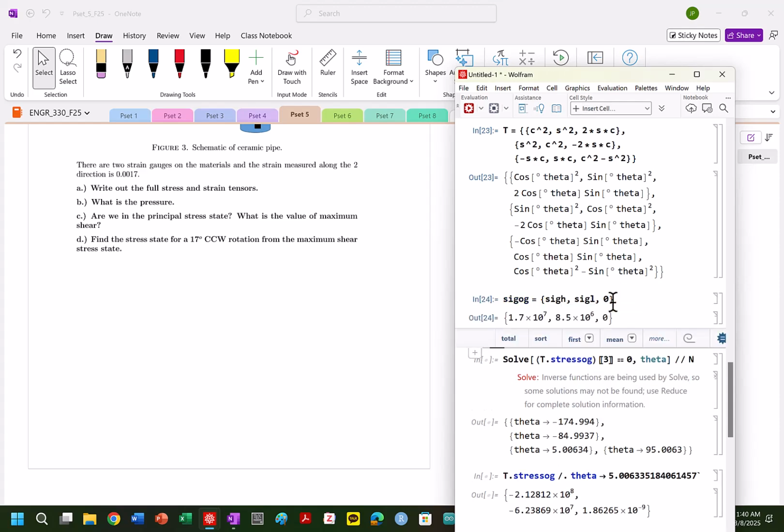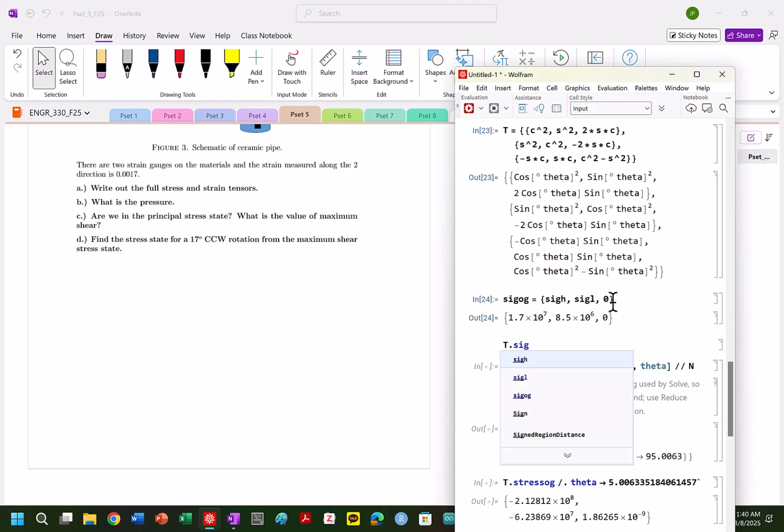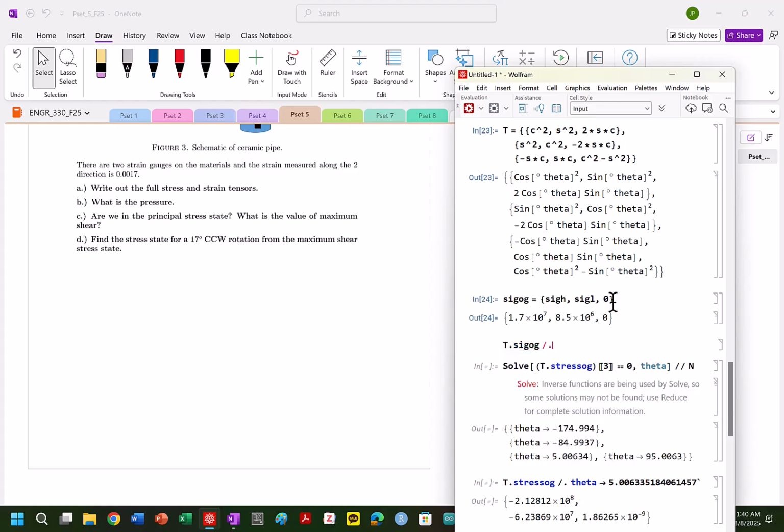So I need to find the stress state for 17 degrees counter-rotation. So t dot sig OG. I'm already in, so let's say it like this. So I need theta goes to, if I rotate 45 degrees counterclockwise, that's positive, and that will put me in the maximum shear stress state, plus another 17 degrees counterclockwise. And there it is.